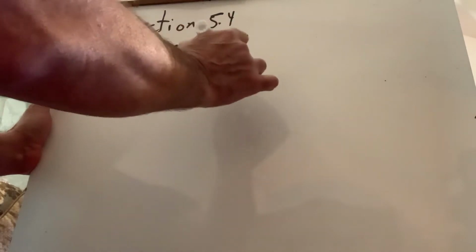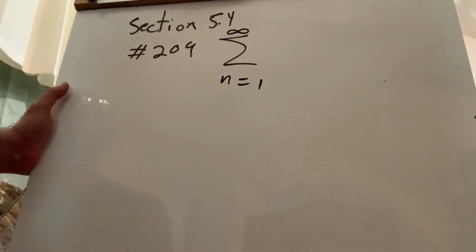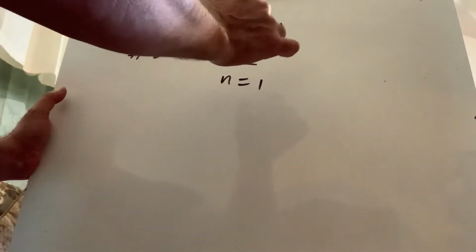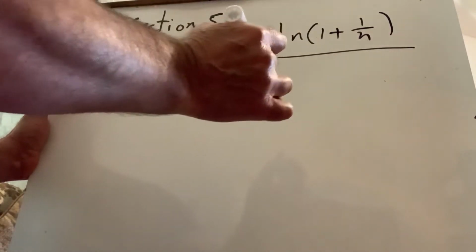Hey guys, there's another question from section 5.4. This is number 209. Again, same question. We're asked to see if the series converges or diverges by applying the limit comparison test. So our series is the sum from n equals 1 to infinity of ln, natural log of 1 plus 1 over n, all over n.